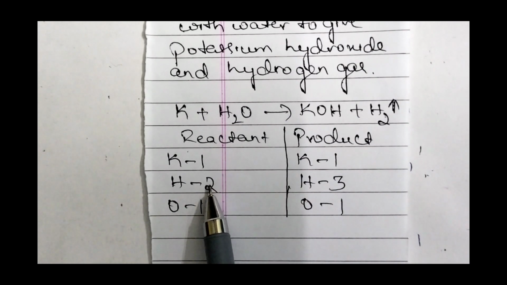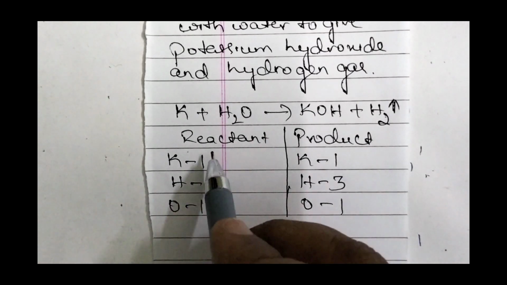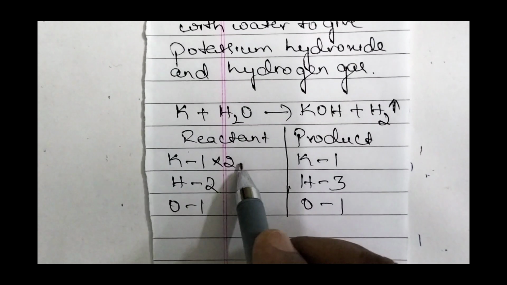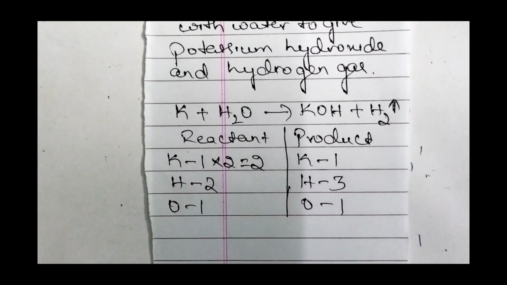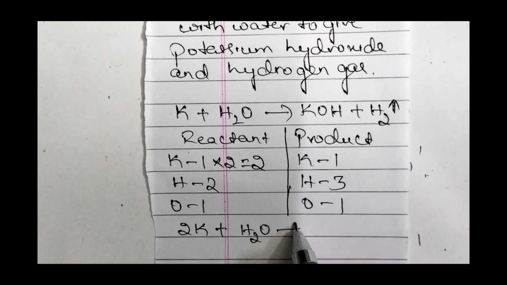But hydrogen this side 2, an even number, is there, this side an odd number is there. So now first what I will do is multiply potassium with 2. So 1 into 2 becomes 2. It will become 2K plus H2O gives rise to.